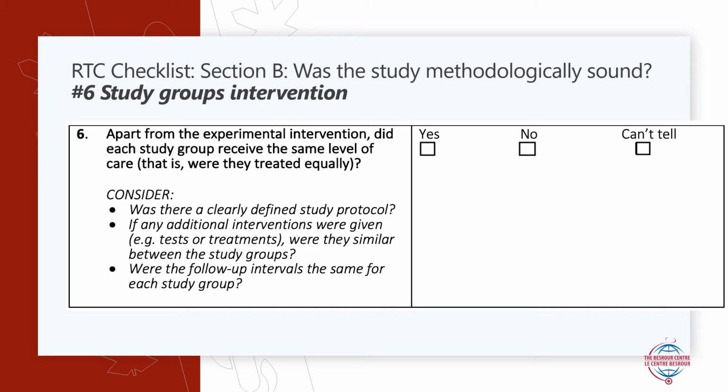The final question in section B is around the study group intervention. So the question is, apart from the experimental intervention, did each study group receive the same level of care? Meaning, are we sure that they were treated equally? So here the considerations are around having a clearly defined study protocol, making sure that if there were any additional interventions that were given, that they were similar between the study groups, and that the follow-up intervals were the same for each of the intervention and the control group in this study.